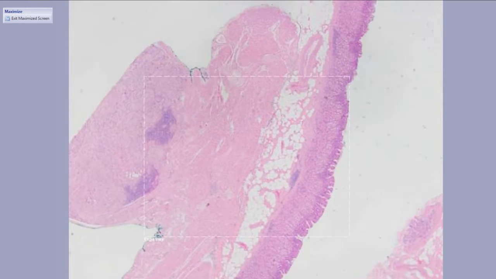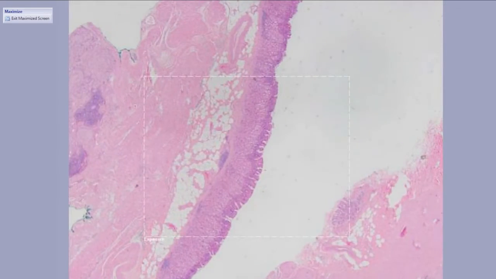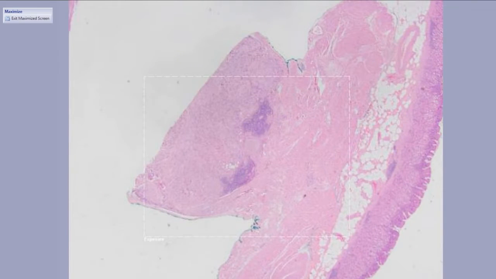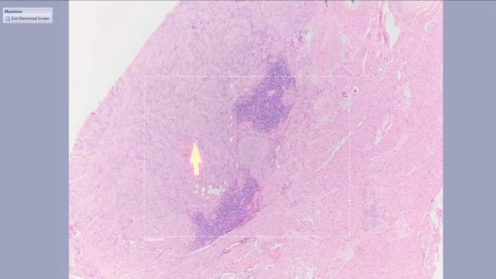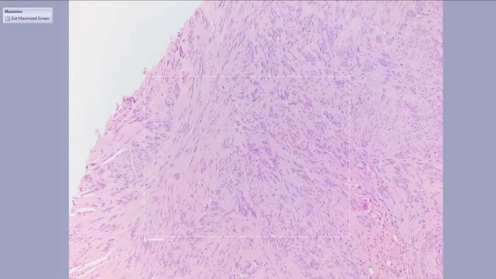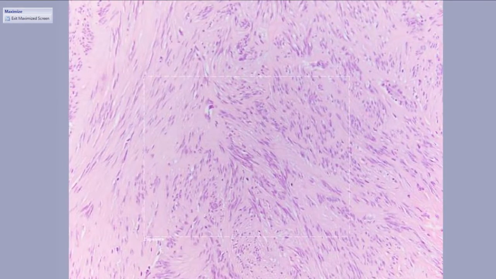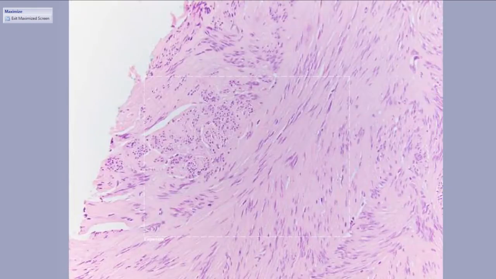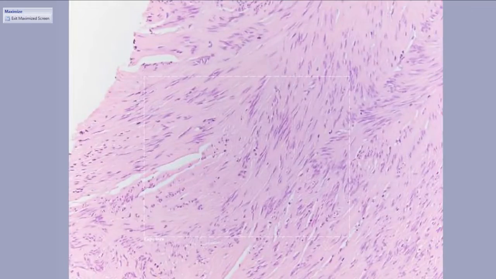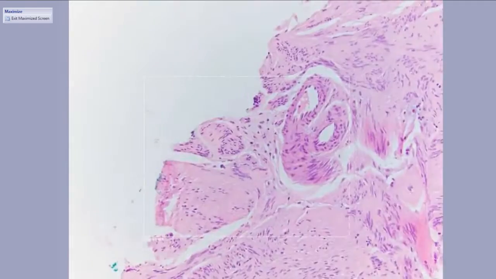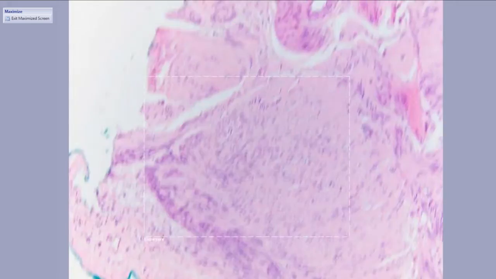You can see that we're all still in the body of the stomach, and at low power, this lesion has lymphoid follicles along the periphery of it. If we go in, it's spindle, but it's very palisaded. You can see that the nuclei are lining up very nicely, these little packets of the cells. Still very spindly, very fasciculated, prominent vasculature here.